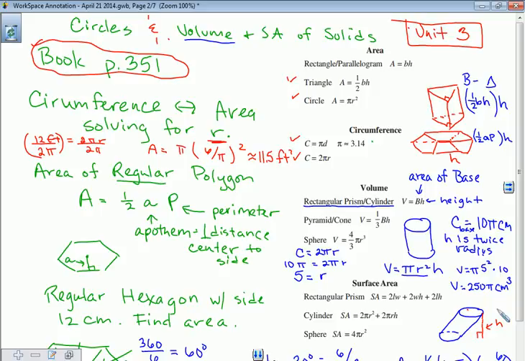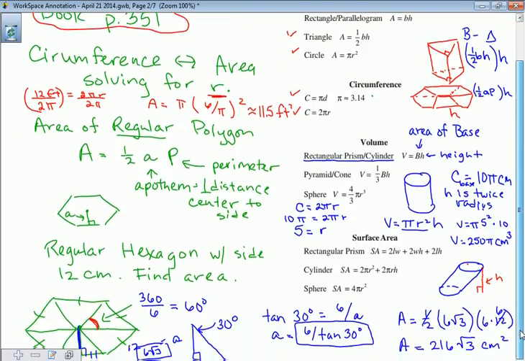Okay, so we see how that could happen. It's also probably going to be in terms of a word problem. So, take a look at the examples in your book.